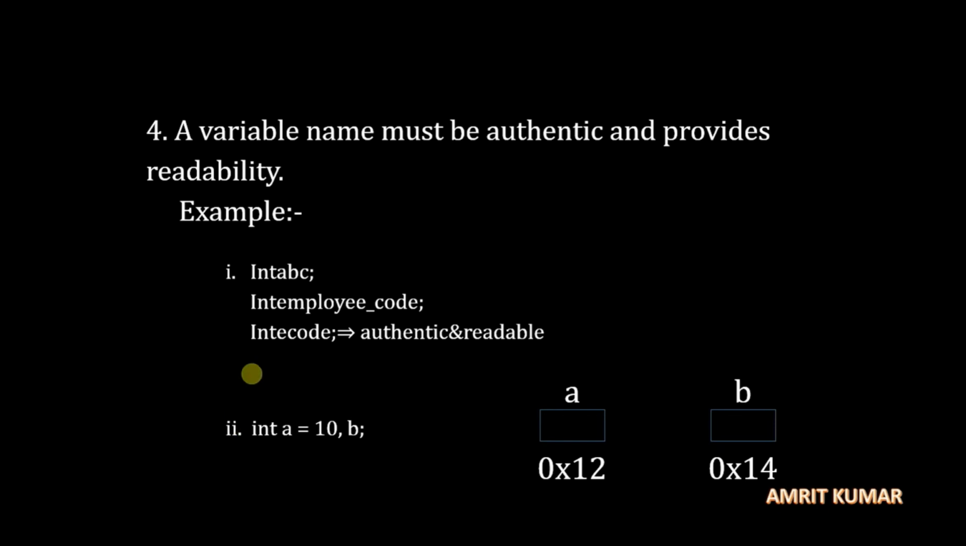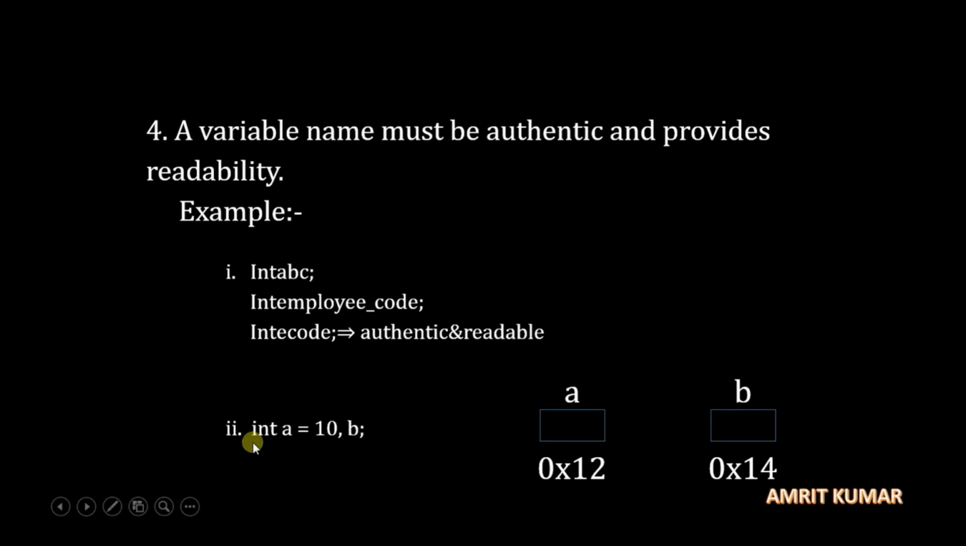So let's look at an example of it. int abc, int employee underscore code. So you will be differentiating it. How will you differentiate it? For this I am using employee underscore code, which is so long to say. Therefore I am using int ecode, and that is authentic and readable.